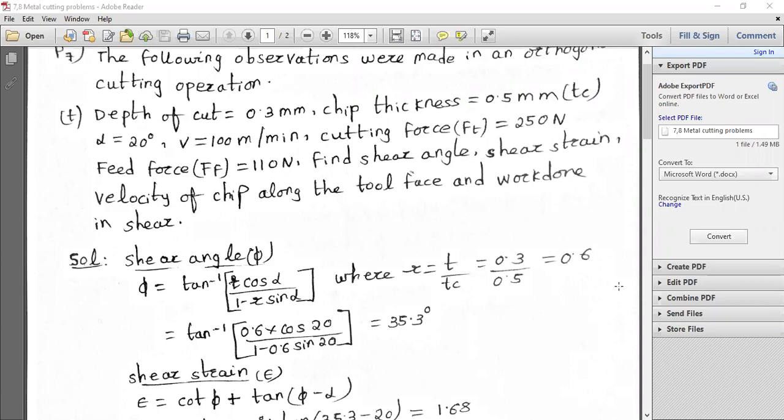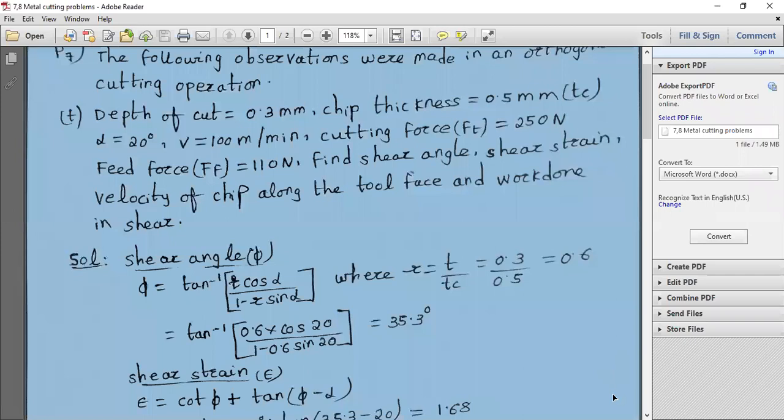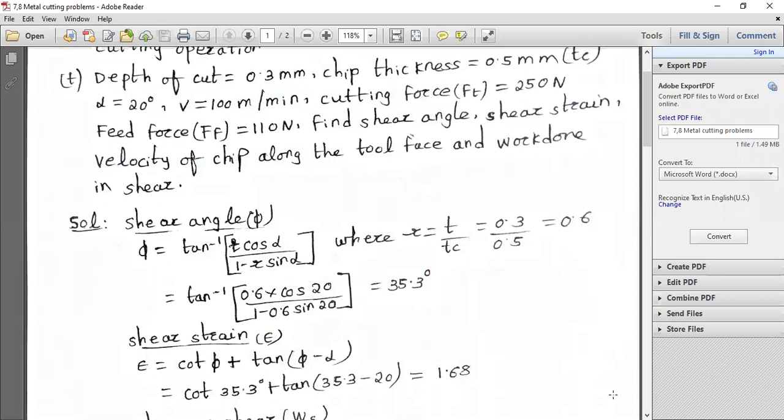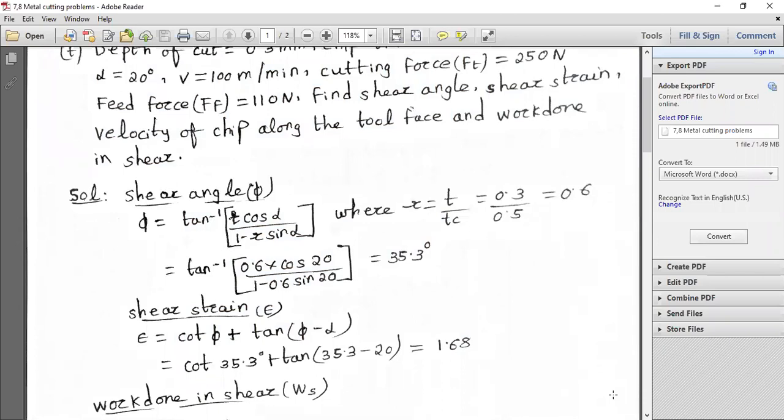Shear strain, because you don't know how to calculate the shear strain. So the shear strain is given in terms of cot phi plus tan of phi minus alpha. What is phi? You have calculated here 35.3. That is the particular shear angle, and alpha is the rake angle. Alpha is given in the data in the problem. That is the particular thing you should concentrate on.